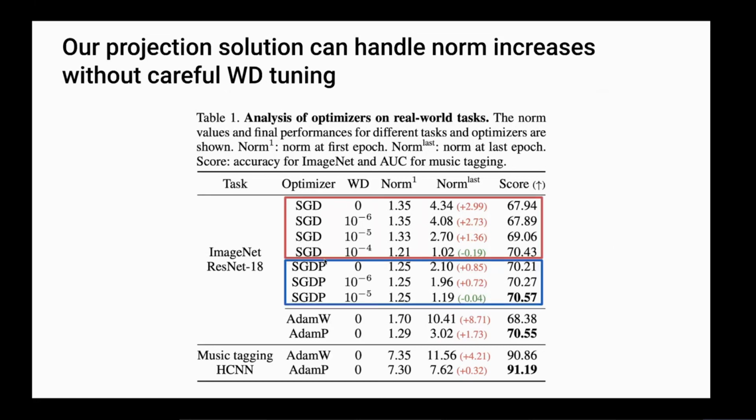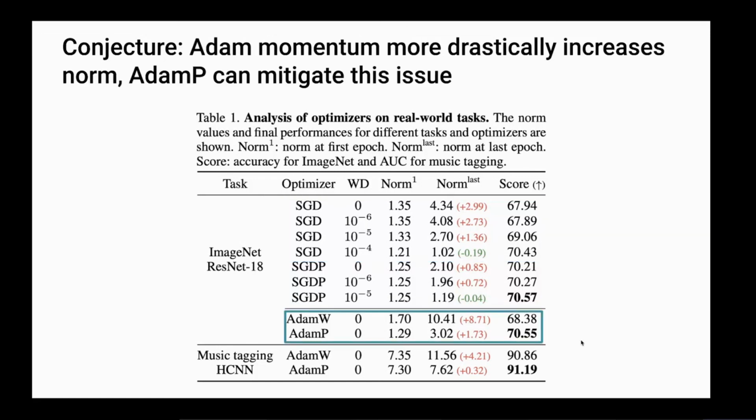But a good thing about our method is that it is less sensitive to weight decay, because our method naturally controls these norm increases. So the score is less sensitive to the weight decay choice, and we believe this matters much more for optimizers like AdamP, which utilize second order momentum for faster training. So you can see it has much larger norm increases than the SGD solutions.